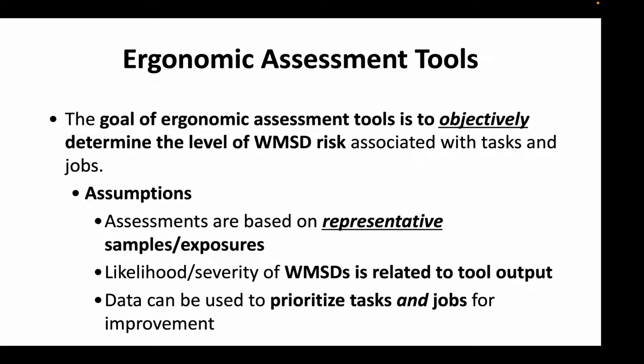There are a lot of assumptions that we make when developing ergonomic assessment tools and when employing them. Some of them are that the assessments are based on something representative of the actual exposure, and we'll talk about that in greater detail as we go through the presentation. The likelihood and severity of the outcome is related to the tool output. In other words, a higher score or attribute on the tool output would result in a higher level of risk. We also further assume that the data can be used in a meaningful way to prioritize tasks and jobs for improvement.